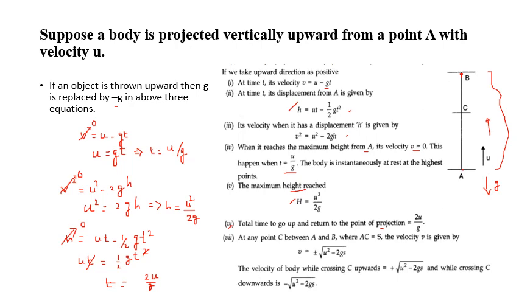Right? So the first three equations are very simple. Then equations 4, 5 and 6 are derived from the first three equations. What is the maximum height reached by the body? H equal to u squared by 2g. What is the total time taken by the body? T equal to 2u by g. So like that we derived them from the first three equations.